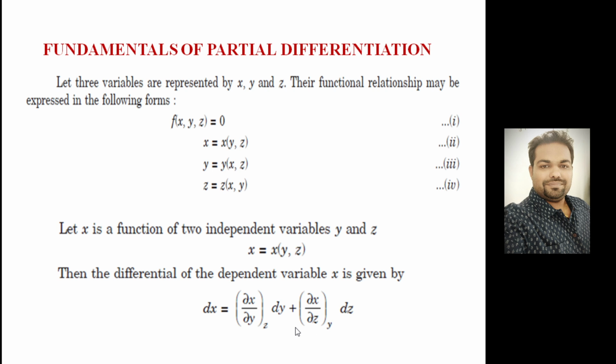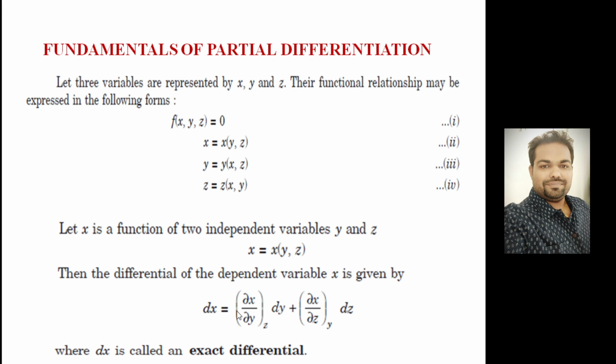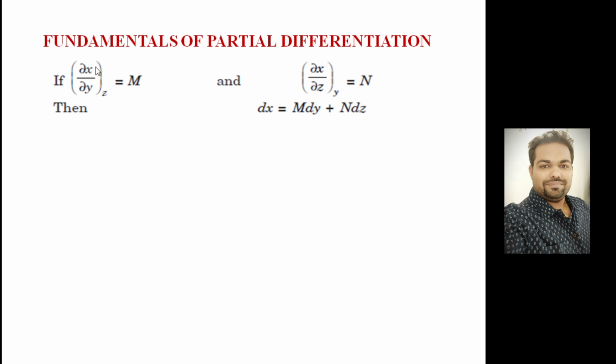In this equation, dx is an exact differential. Let's suppose the first parameter, ∂x/∂y at constant z, I represent by M, and the other, ∂x/∂z at constant y, by N. So I can write dx is equal to M dy plus N dz.